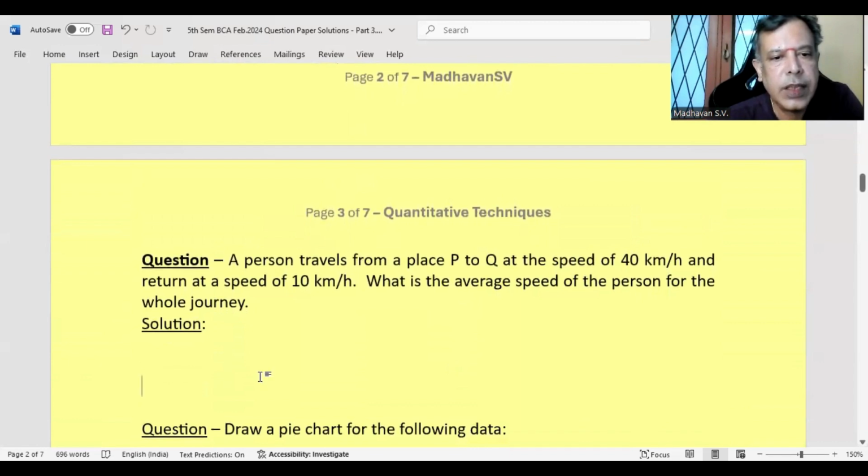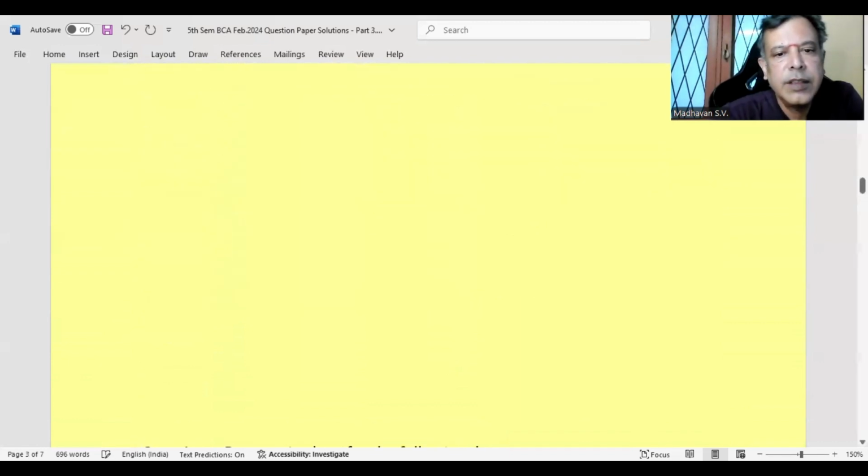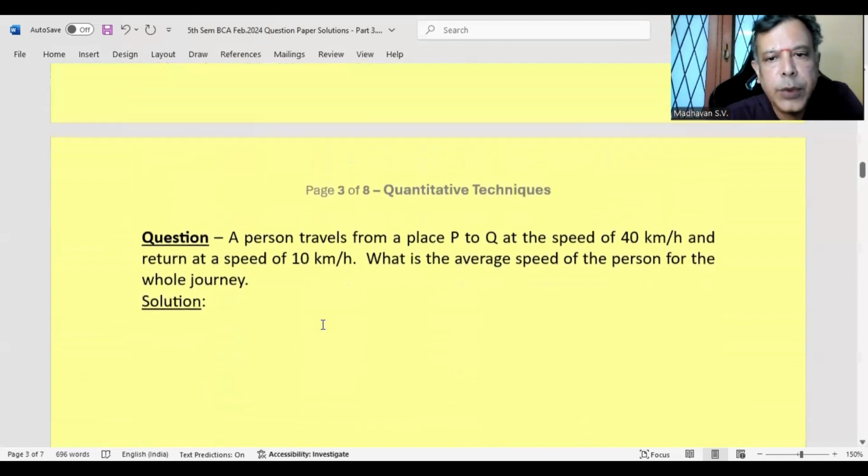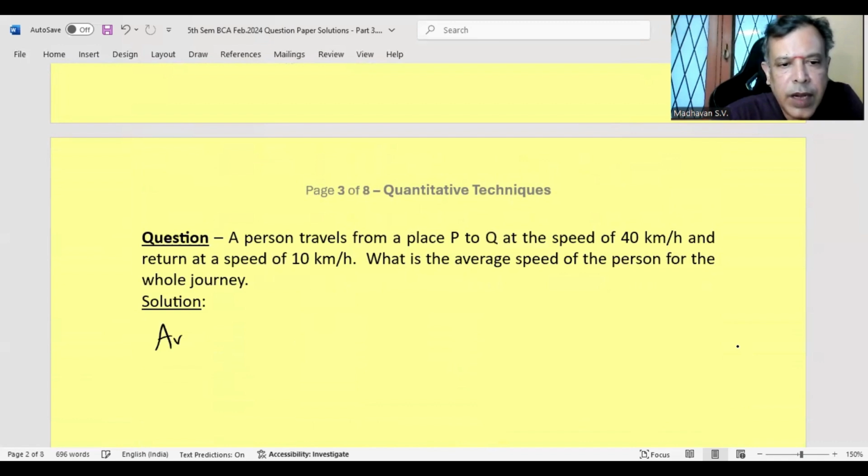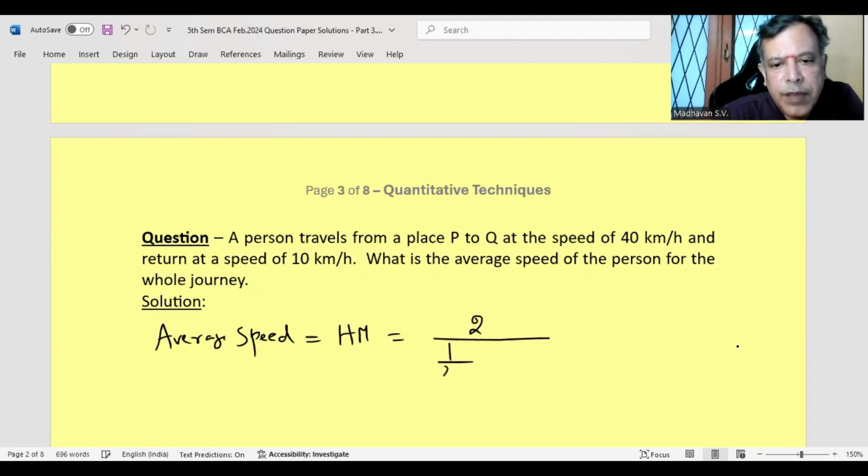Here the question says, a person travels from a place P to Q at the speed of 40 km per hour and returns at a speed of 10 km per hour. What is the average speed? Since the unit of measure is in the form of a ratio, the average is found using harmonic mean. So average speed will be the harmonic mean of these two observations, which is how many observations? There are 2 observations divided by 1 by 40 plus 1 by 10.